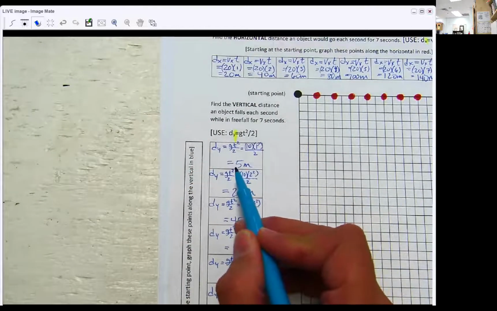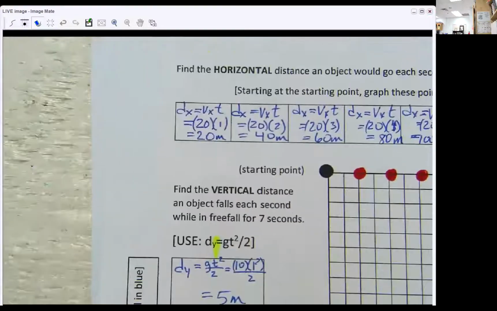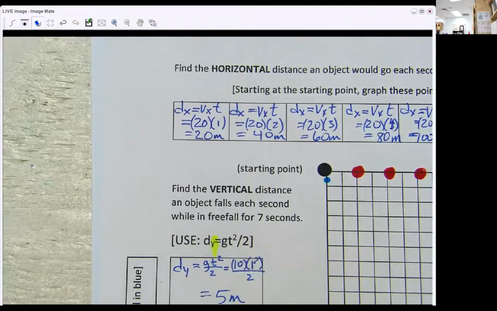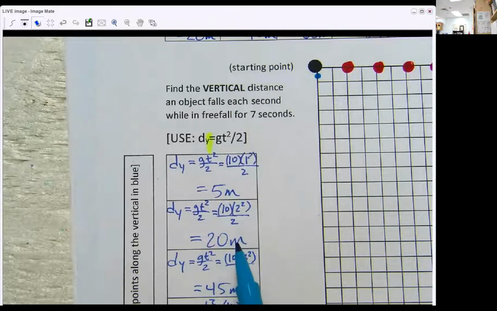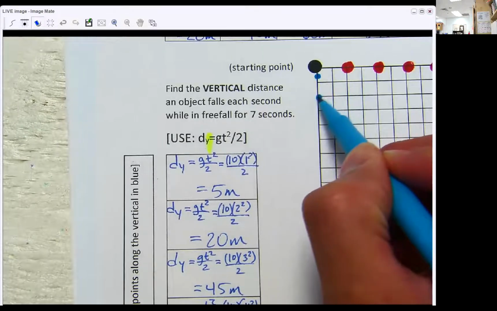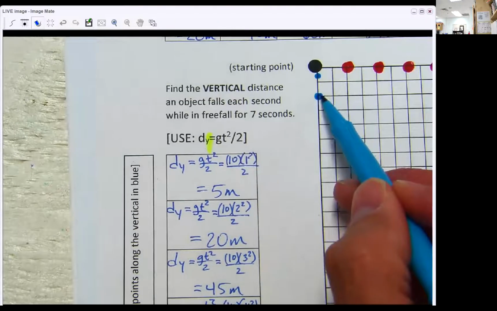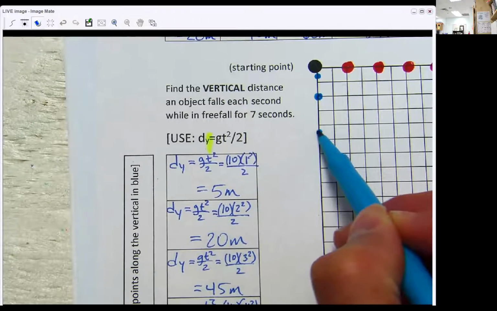Right here, we have 5 meters. So if each one of these lines is 10 meters, for the first one, we're going to go halfway for that 5 meter mark, and put a mark right there. That would be 5 meters. For the next one, we want 20 meters, so that would be 10, 20. And then we want 45, so that's 20, 30, 40. Halfway would be 5, so put another mark there.